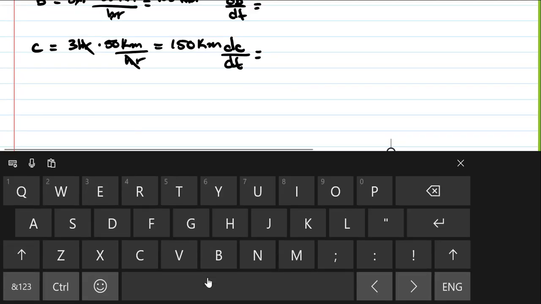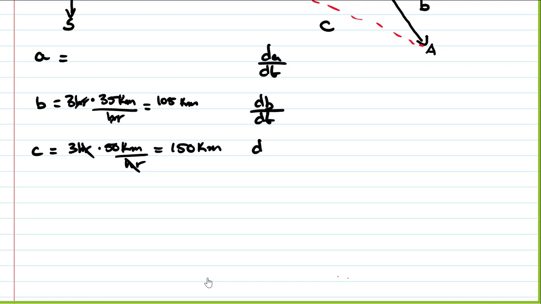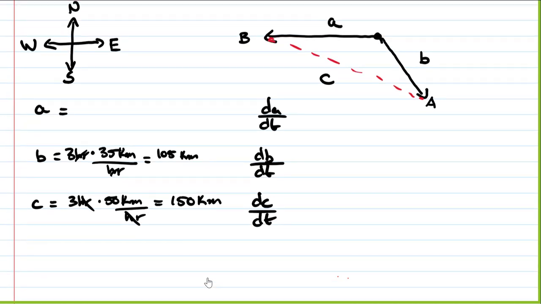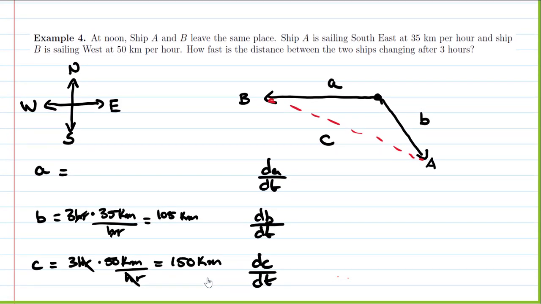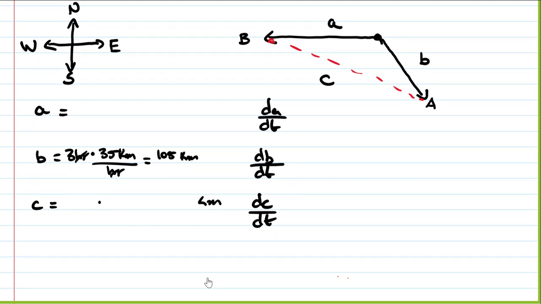So it really should have looked more something like this, because we were given the rates, which we'll fill in now. So dA/dt, dB/dt, and dC/dt. To figure out the distance, we knew how fast each of them were going and for how long. So 3 hours times 35 gives us 105 kilometers. 3 hours times 50 kilometers per hour gives us 150 kilometers. That one should go up here.